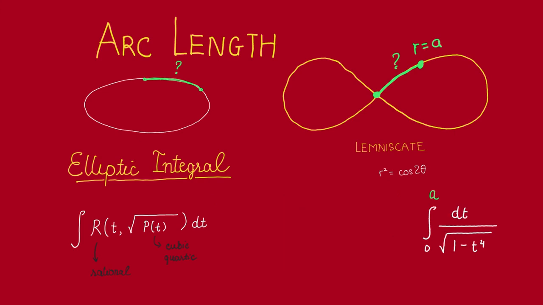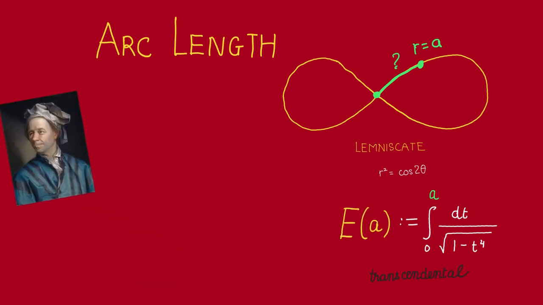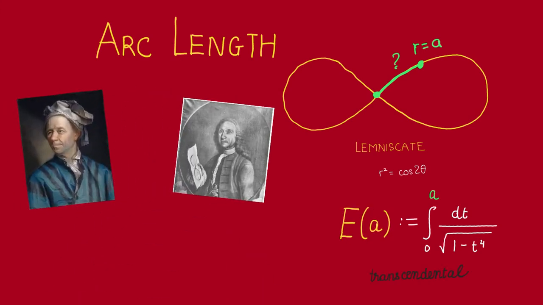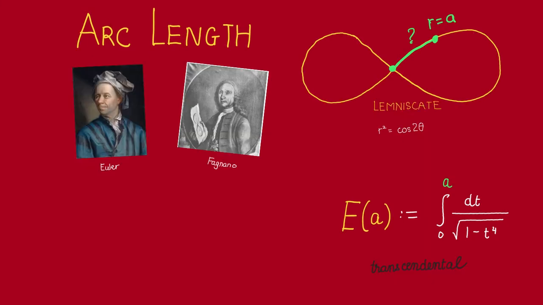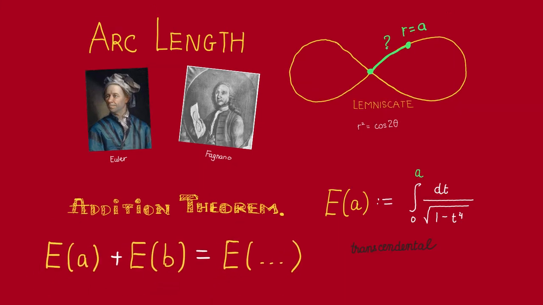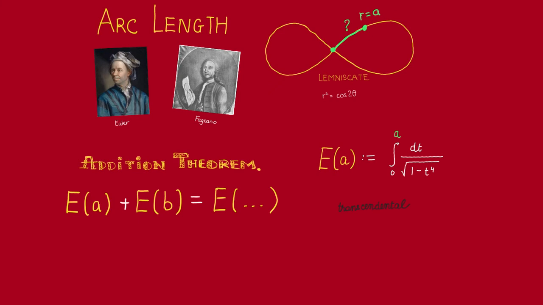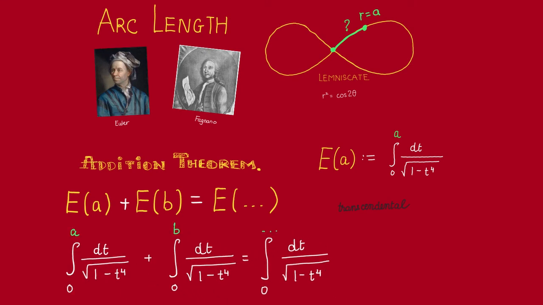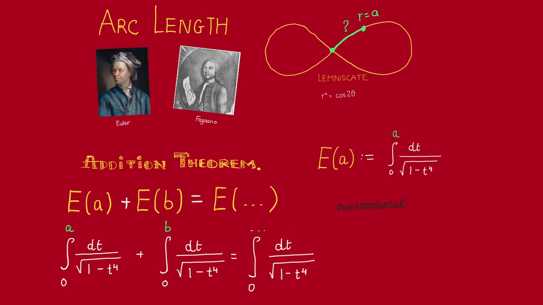Thus, we can think of them as defining new transcendental functions. However, the first mathematicians who studied these were not thinking of them as functions. Their main interest was in finding addition theorems for these integrals. What are addition theorems? Well, they are laws of this form. However, Euler and Fagnano were not thinking of them in terms of this functional notation, rather they were thinking of them in terms of these upper limits of this integral.